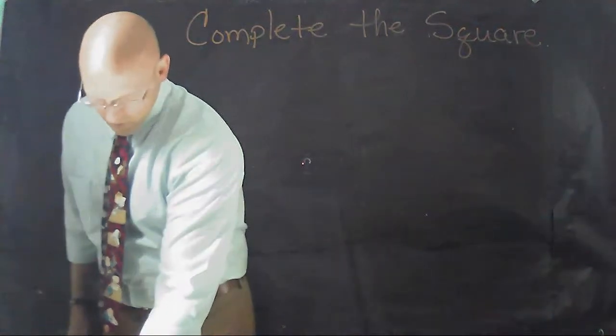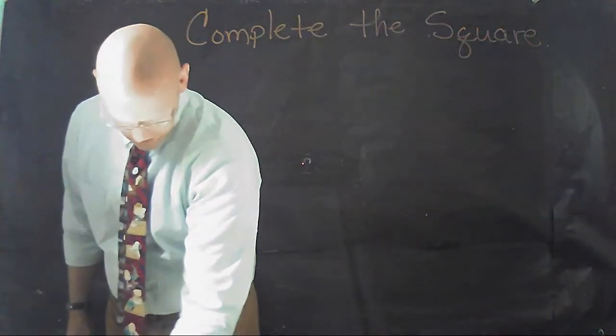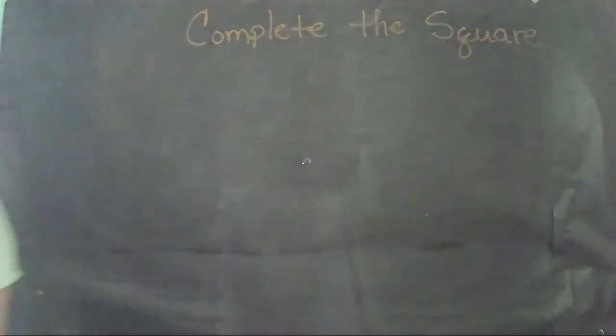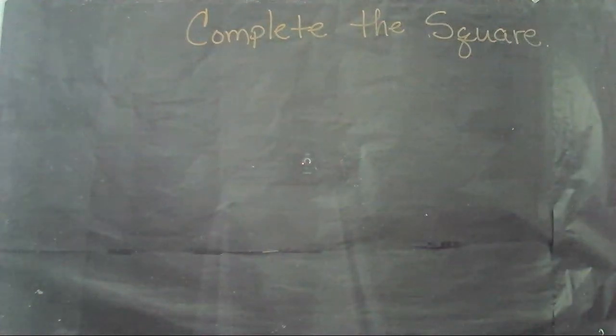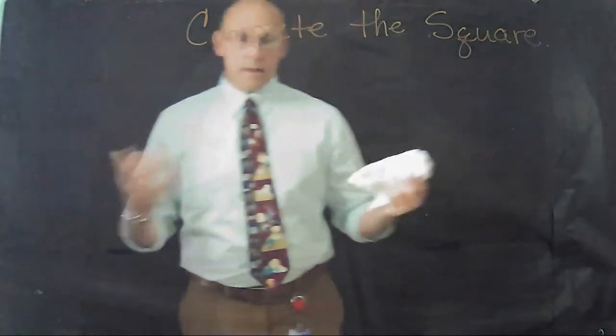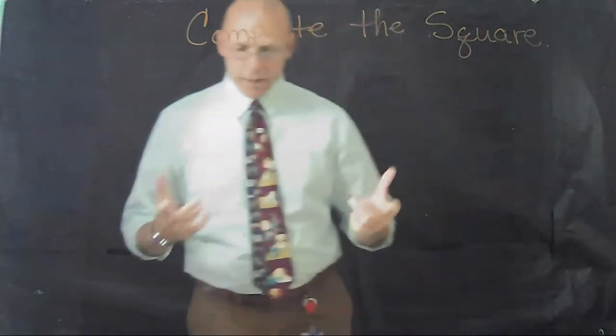Okay, so you're thinking to yourself, completing the square, that sounds easy enough. I mean, a square is just a four-sided polygon, right? And all four sides are congruent. Yeah, great, Mr. Snyder, that sounds easy enough to me. But that's not what we're talking about when we're talking about completing the square. We're talking about algebraically, what does that mean?